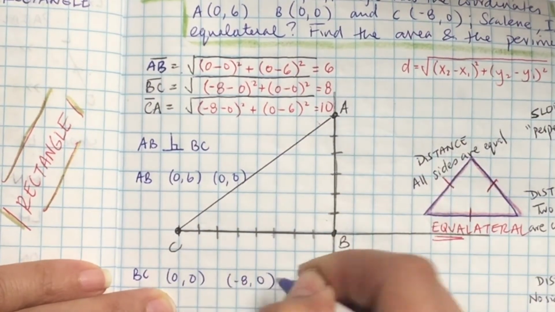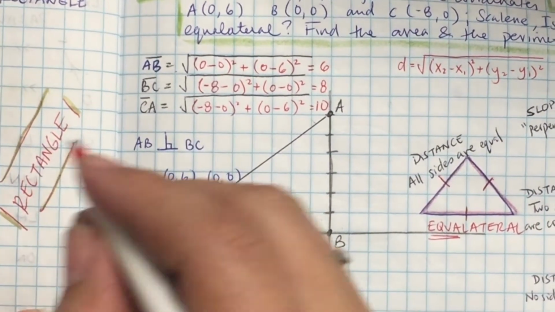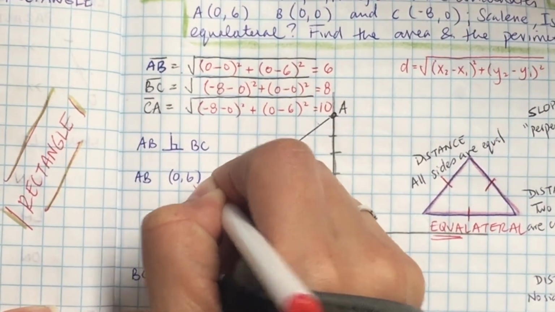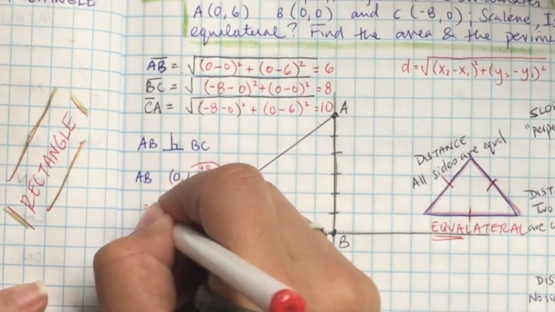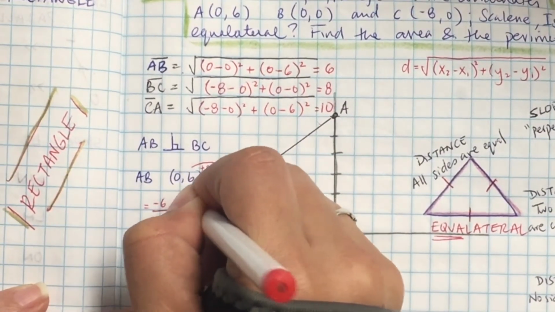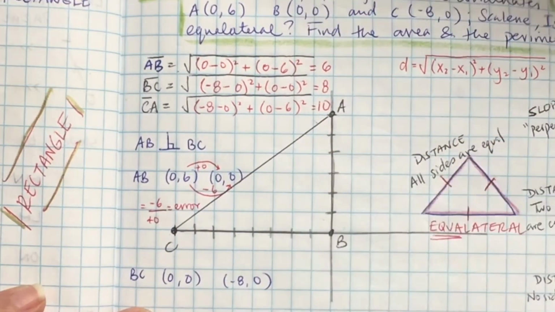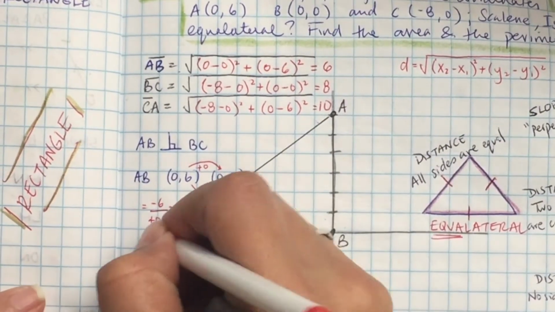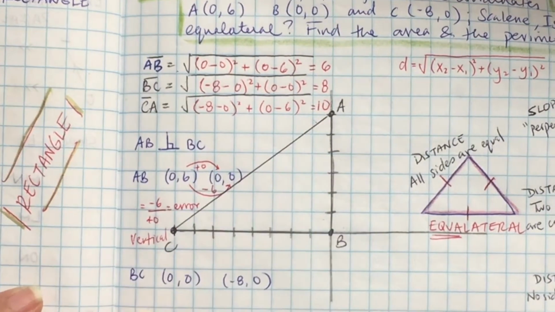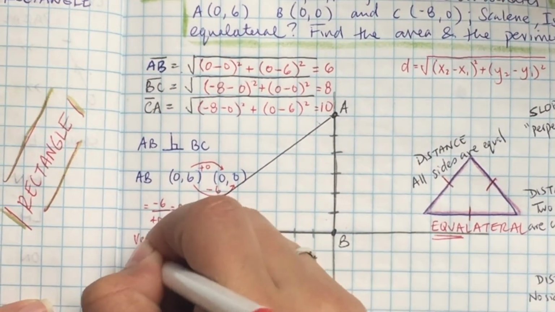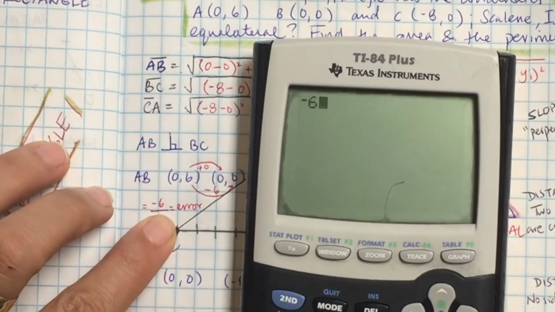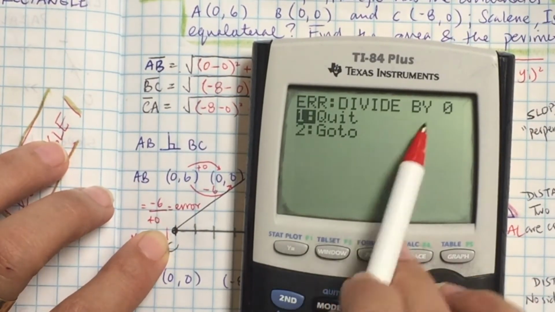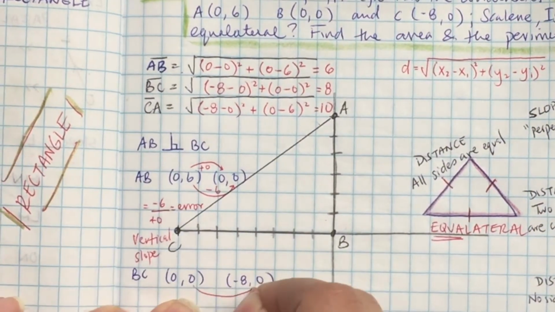Change in y over change in x. So from 6 to 0, what do we get? Negative 6. Then from 0 to 0, plus 0. And if you do negative 6 divided by 0, you're going to get an error because it's a vertical line. So it's a vertical slope. I'm just going to show you that in a calculator. Listening check, put a box around the word error. Cannot divide by 0. You just need to remember it's a vertical slope.